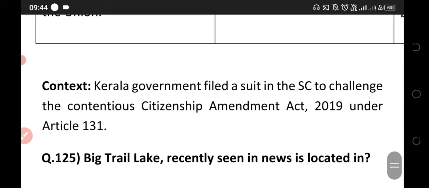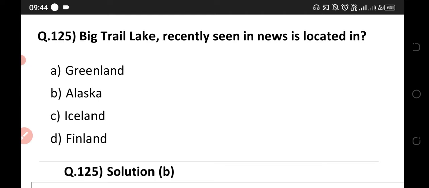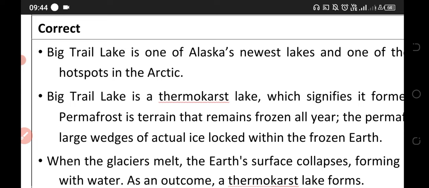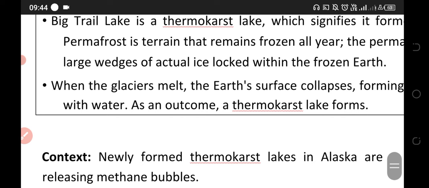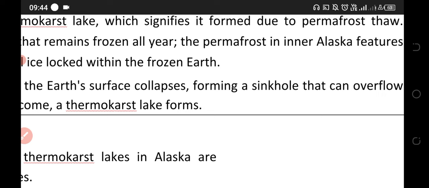Big Trail Lake, where is it? It is in Alaska. Big Trail Lake is one of Alaska's newest lakes and one of the largest methane emission hot spots in the Arctic. Big Trail Lake is a thermokarst lake, which signifies it formed due to permafrost thaw.